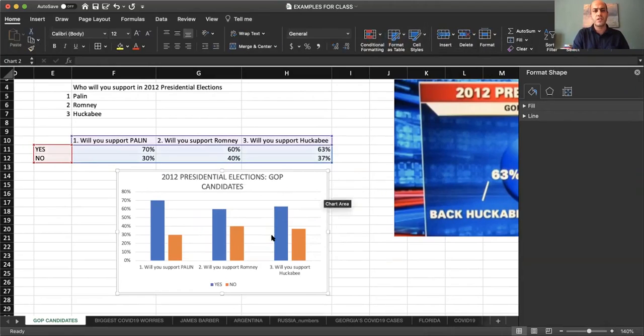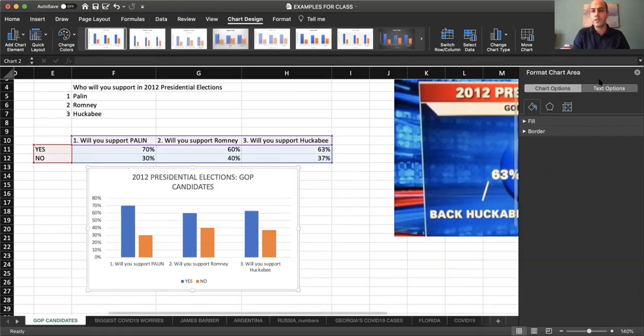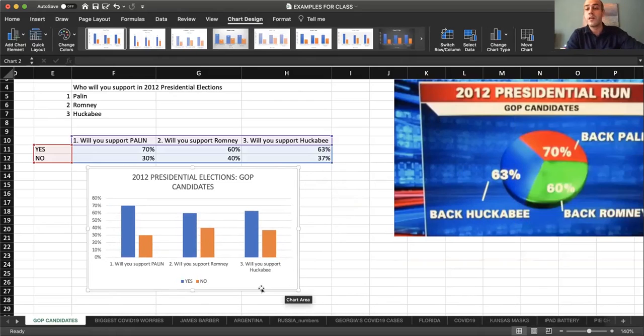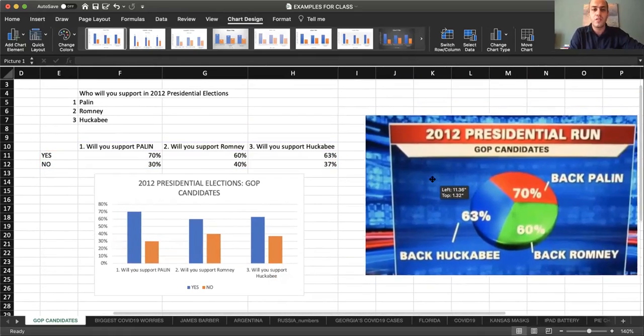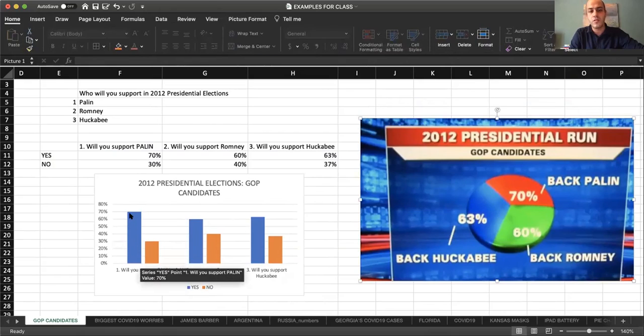So this is actually a better graph. It doesn't have the problems that you see in this pie chart, and you can compare them. Here I can see that people who say yes are marked with blue, and looking at Palin, Palin has more support than Huckabee, and then Romney. It gives more information than this graph, and this is the correct graph. This one is completely nonsense in this particular example.